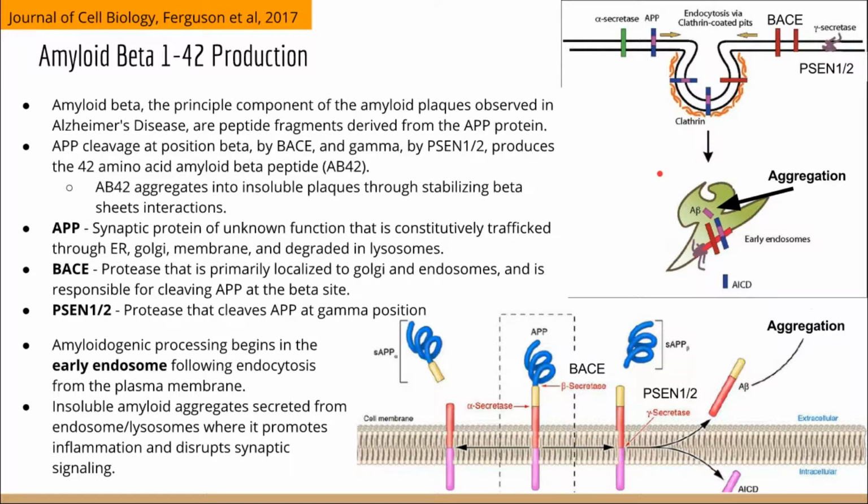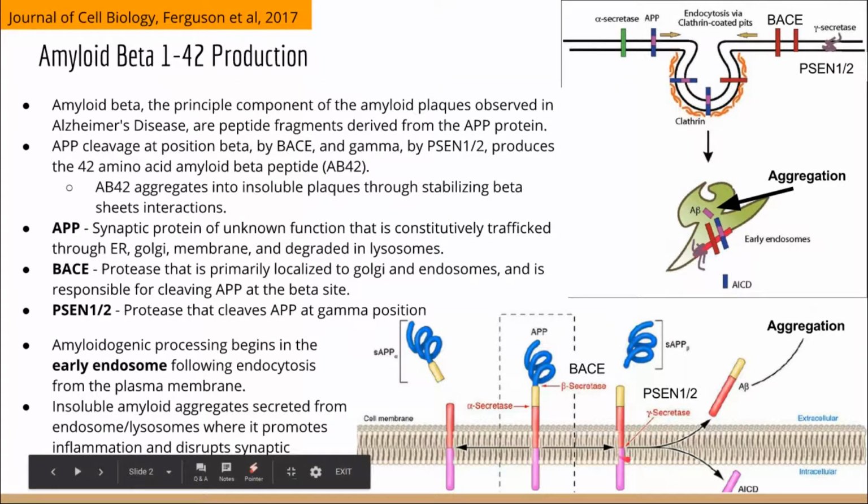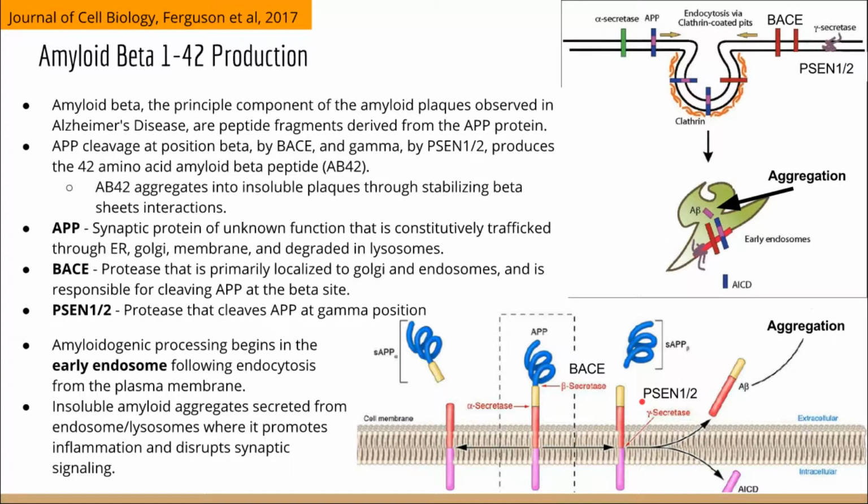However, to complete the production of the amyloid beta 42 plaque, APP also needs to be cleaved at this transmembrane gamma position. And this is done by presenilin 1 or 2, which, as you can imagine from their name, presenilin, are implicated in senility and Alzheimer's disease and dementia. So PSEN 1 or 2 is simply a protease that cleaves APP's transmembrane domain, and there are various activating mutations in presenilin 1 or 2 that are responsible for early onset Alzheimer's disease.